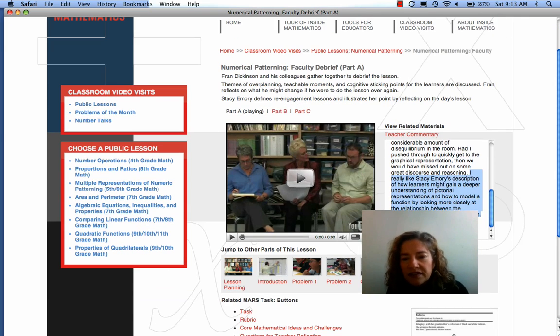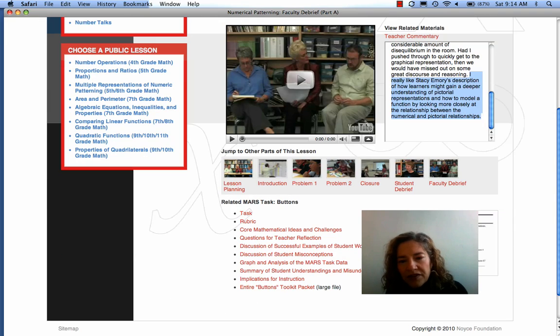You can see here that this is actually an example of how this pattern is growing. And when you see that each time there's 3 being added, but where does that 4 come from? The 4 comes from the initial 4 buttons in this pattern. So let's go on and we'll look at one of the other public lessons here.